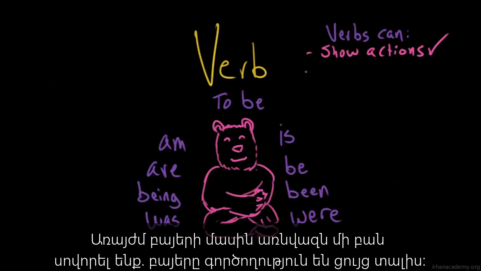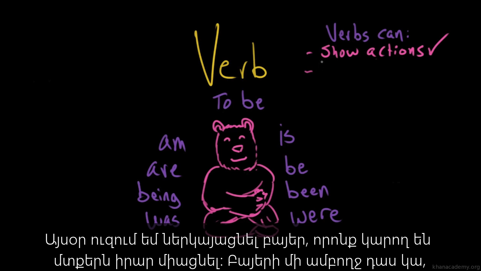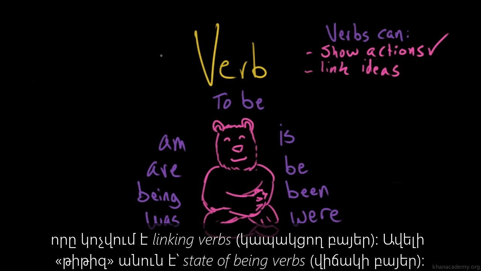So we had previously established at least one thing about the verb, and that was that it can show actions. But today I'd like to introduce the idea that the verb can link ideas to one another. And in fact, we have this whole class of verbs that we call linking verbs. Or if you want to call it something fancier, we call that state of being verbs.